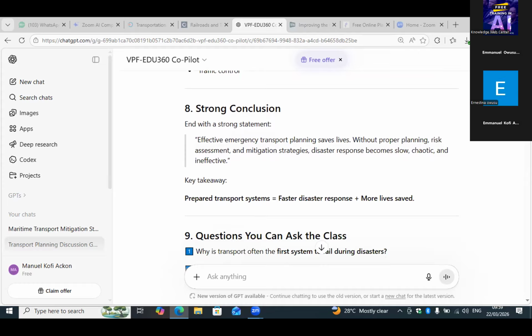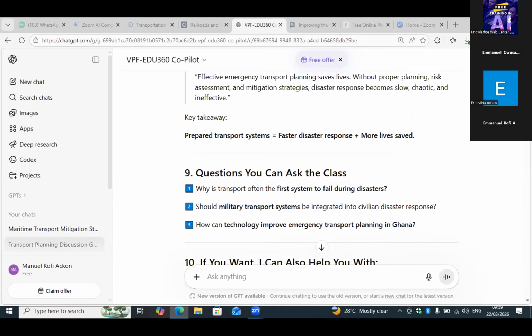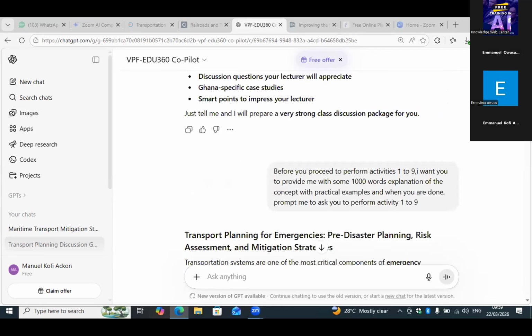Effective emergency transport planning saves lives. Without proper planning, risk assessment, and mitigation strategies, disaster response becomes slow, chaotic, and ineffective.